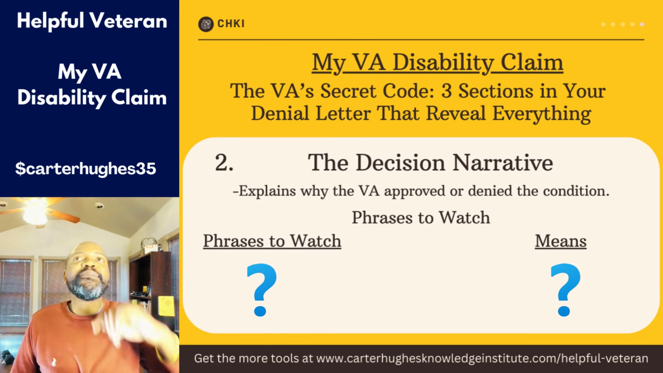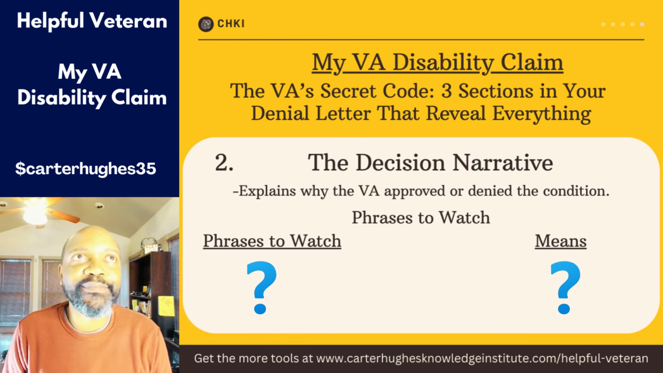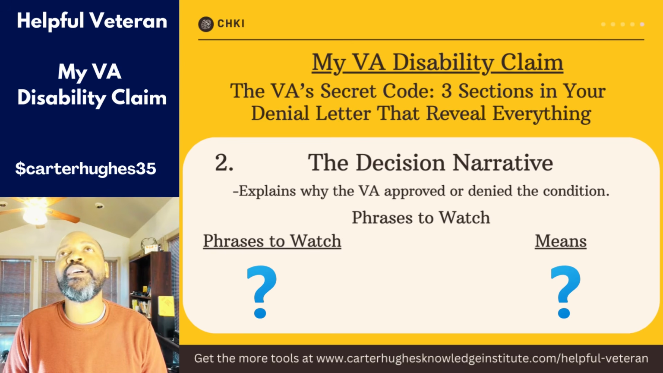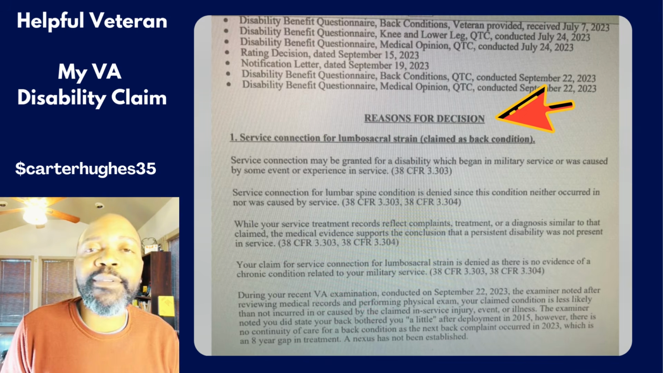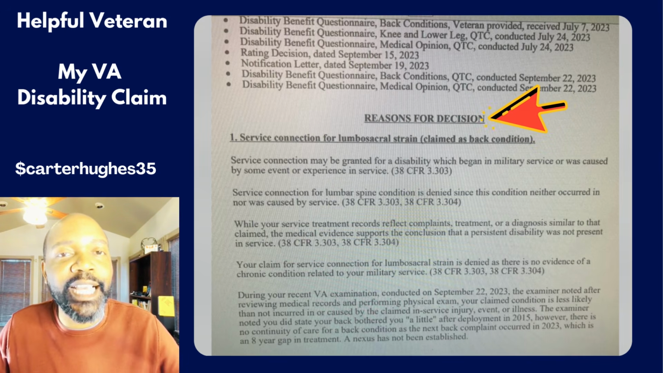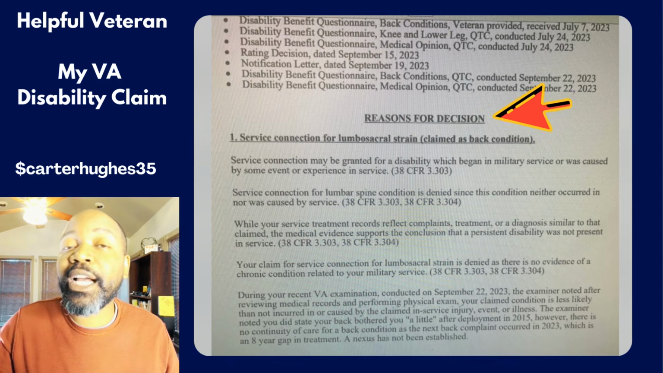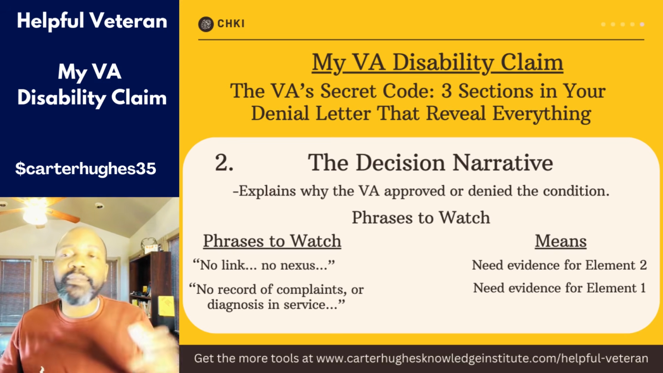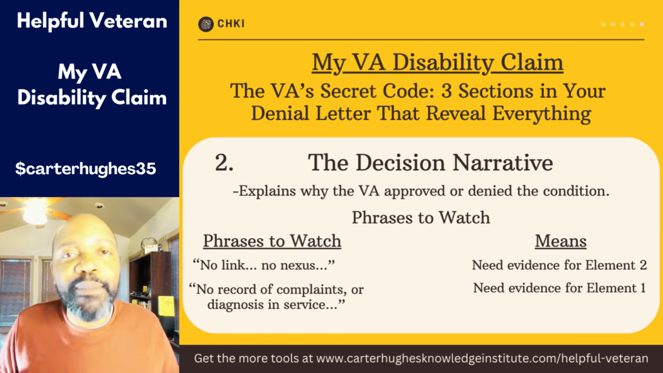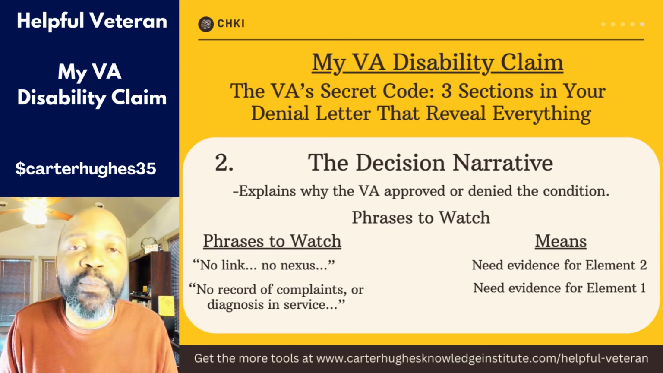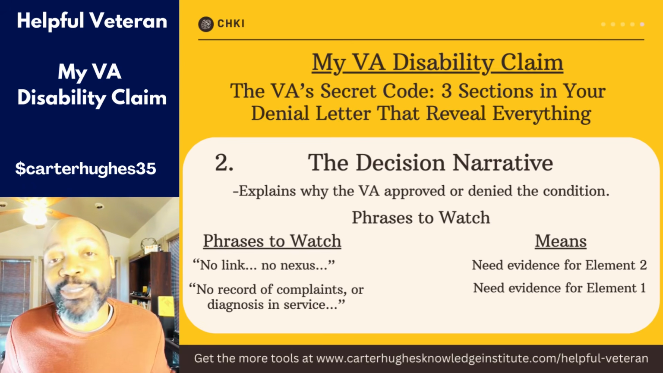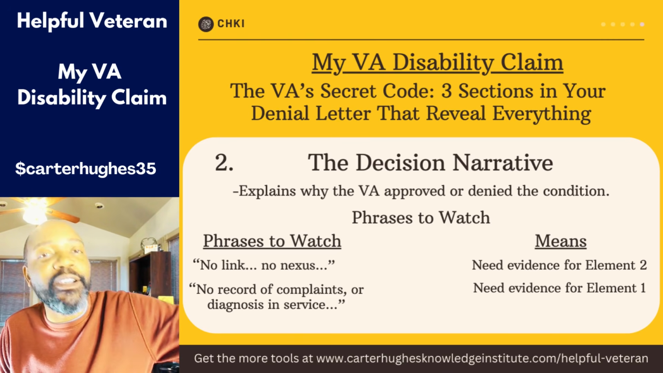When you talk about a denial and you see things like no link, no evidence of a link, no evidence of nexus, or no evidence of a chronic condition related to military service. Chronic, nexus, link, all those things. When you see that, what they're saying is you need evidence for element 2. Continuity of symptoms. That's all they're saying. They're saying you need element 2, but they won't come out and say it. They'll never come out and mention the 3 elements. That makes it too easy for people. That's why we mention it. It is what it is. We're giving out trade secrets. But they'll never come out and say that.